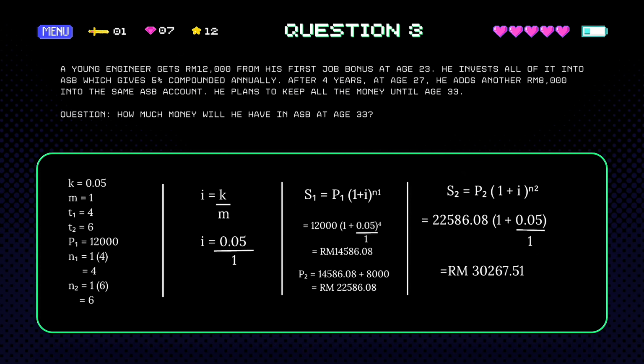Third, after 4 years, when he turns 27, he adds 8,000 ringgit more. Fourth, from age 27 to age 33, there are 6 more years of growth. And last, we calculate the growth of the 2 stages.